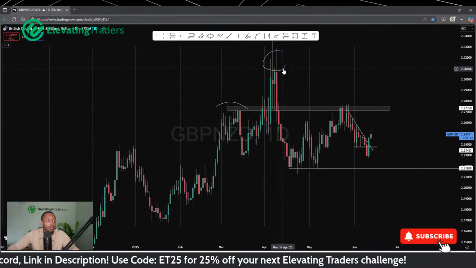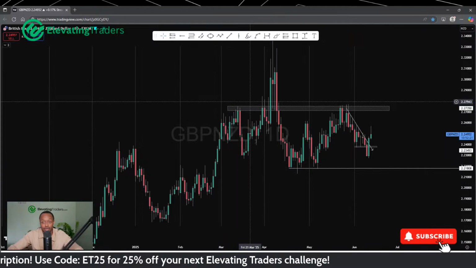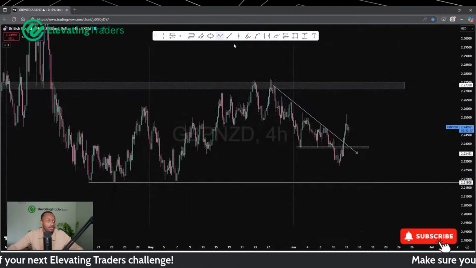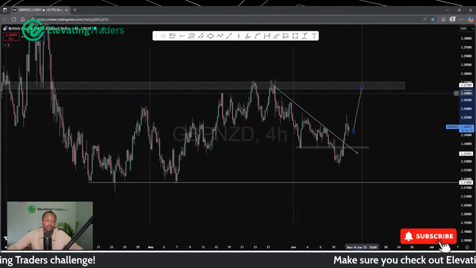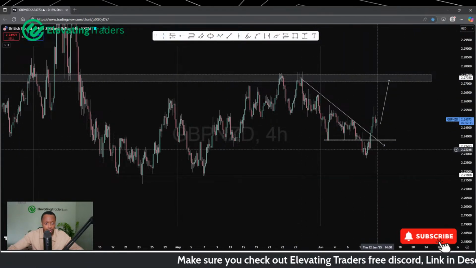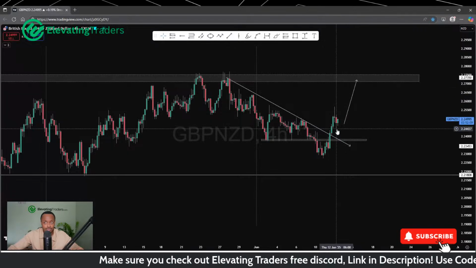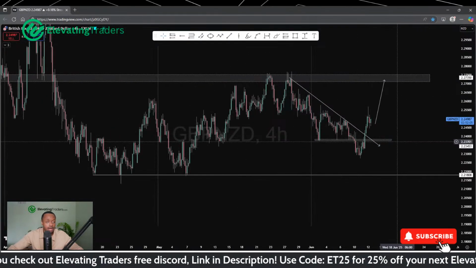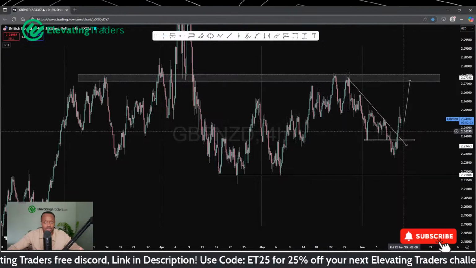So in terms of the opportunity for pound NZD, if I'm talking about myself here, I would wait for us to push back to the highs for two reasons. Number one, it's a very aggressive break of the trend line, which typically does take us back to the high and the origin of the trend line. And two, we're just not in an optimal place for a short anyway.